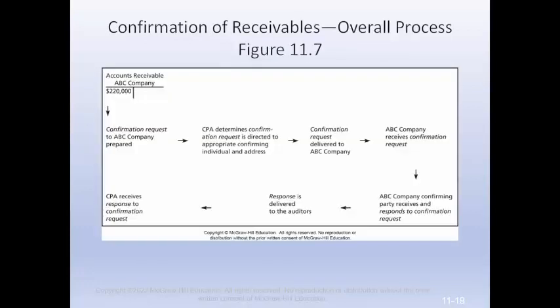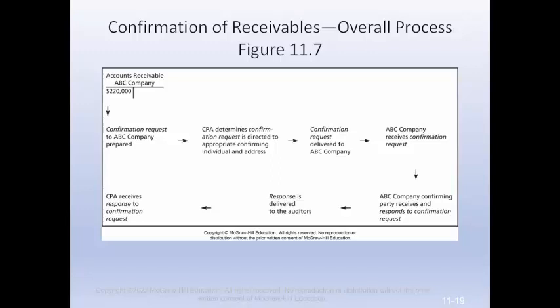This figure shows the confirmation process for accounts receivable. A confirmation request to ABC Company is prepared. The CPA determines that the confirmation request is directed to an appropriate confirming individual and address. The confirmation request is delivered to ABC Company, and ABC Company receives the confirmation request. ABC Company, the confirming party, receives and responds to the confirmation request. The response is delivered to the auditors. The CPA receives the response to the confirmation request.